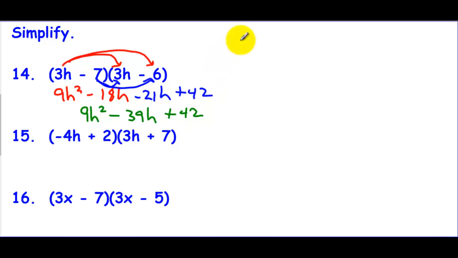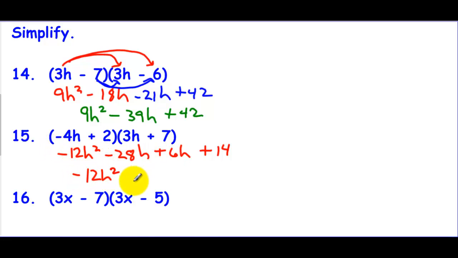Every other problem is going to follow this exact same pattern. So again, I'm going to go a lot quicker. I'm going to say that this one turns into negative 12h squared, negative 28h. When I come to 2 times 3h, well, that's 6h. And 2 times 7 gives me a 14. And now I'm going to combine the middle terms. I'm going to say negative 12h squared minus 22h plus 14. And I would say this is now simplified.